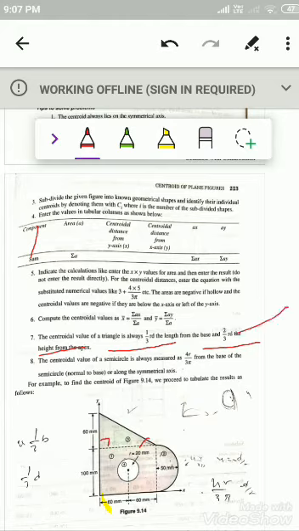Next, the centroidal value of a semicircle is always 4r divided by 3 pi. Clear? So for the semicircle, we have the centroidal value as 4r divided by 3 pi. These are all the important steps you must consider before solving the problem. Clear? They will not give you the divided figure. They will give the entire figure itself.